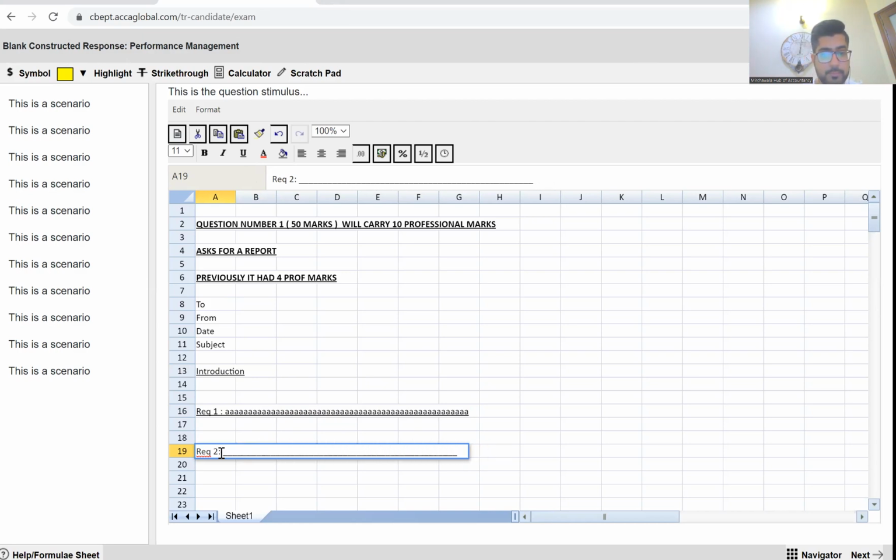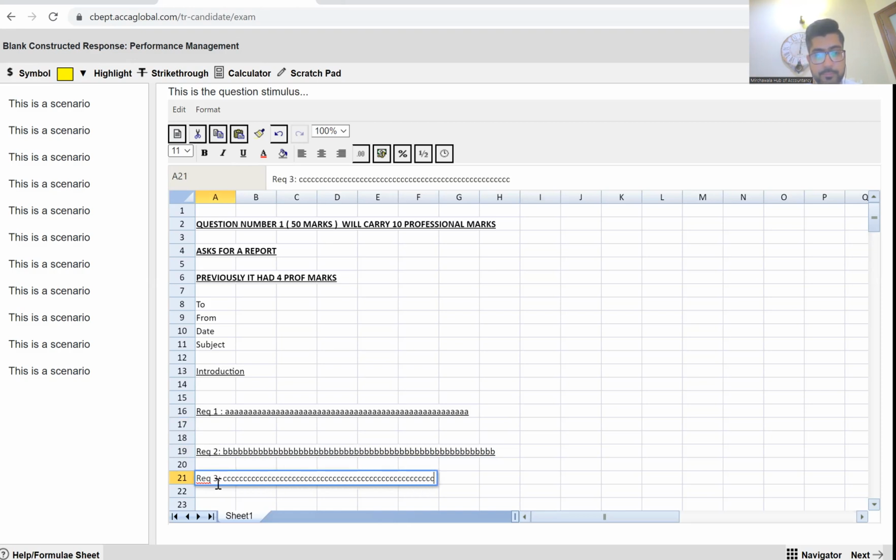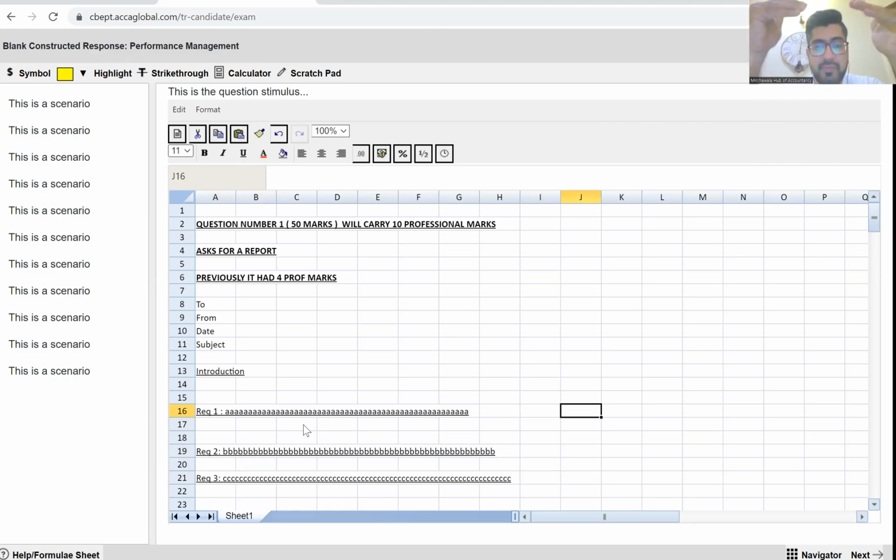Heading. Requirement 2. Then requirement 3. Heading. Solve all requirements in their heading. And I told you, if a requirement is carrying calculation, no calculation in the report, put it in the appendix. And if it's a theory discussion requirement, start writing there.